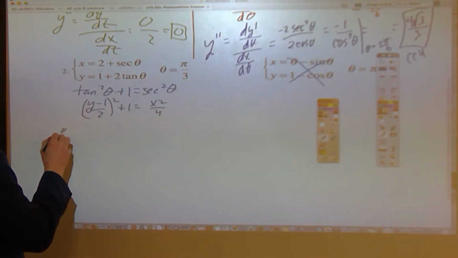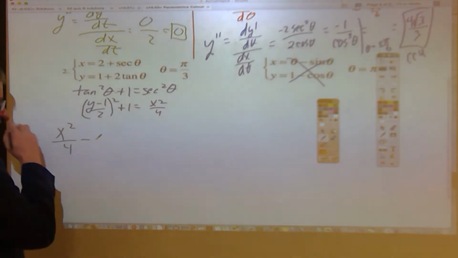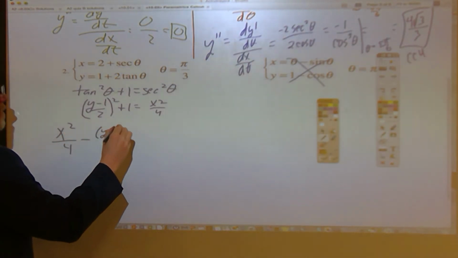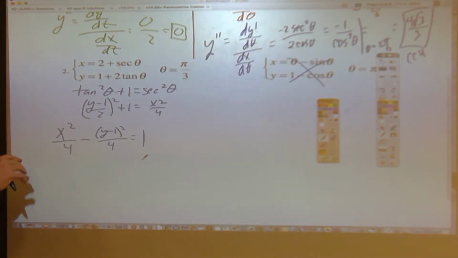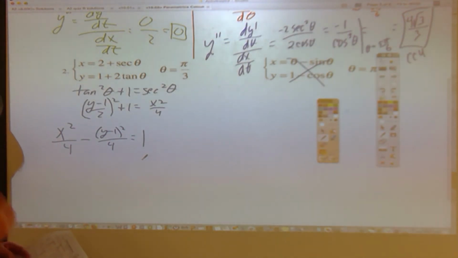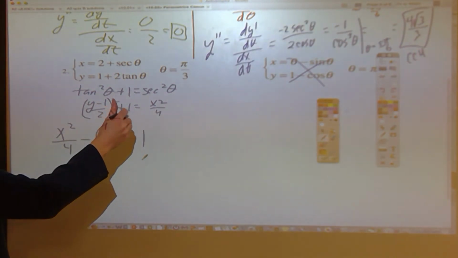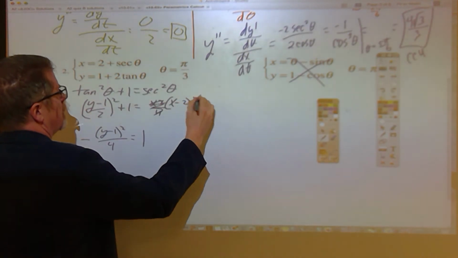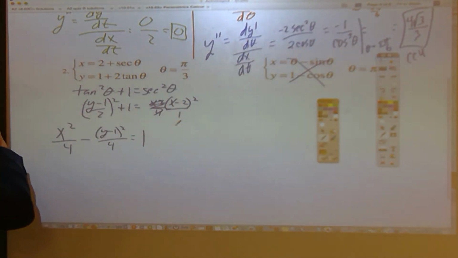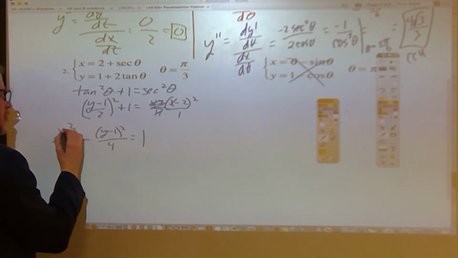Okay, it looks like the hyperbola I'm getting is x squared over 4 times y minus 1 squared over 4 equals 1. That's an x hyperbola that's been shifted. It's x minus... secant x over... oh yeah, no, it's not x. It's x minus 2 squared over 1. Thank you. So x minus 2. Okay, so this is going to be x minus 2.